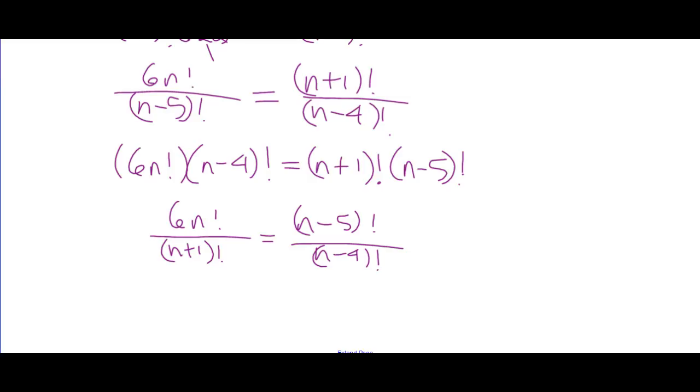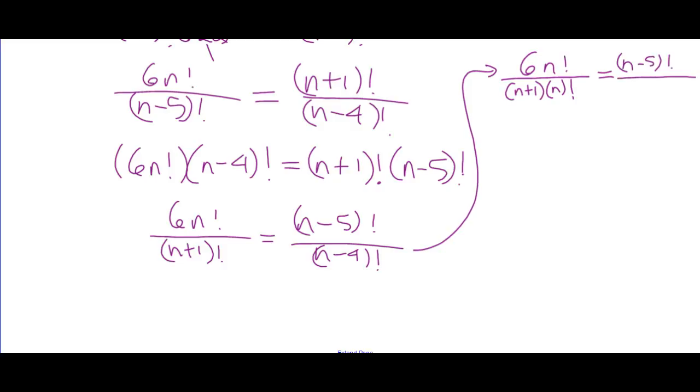All right, and now we can expand, right? Because we know we're going to expand this. We'll hit an n factorial. We'll cross those off. We'll expand. Which one's bigger? n minus 4. We'll expand that. We'll cross those off. Then we'll cross multiply again and solve. So let's just pop up here. 6n factorial over n plus 1 times n factorial is equal to n minus 5 factorial over n minus 4 times n minus 5 factorial.